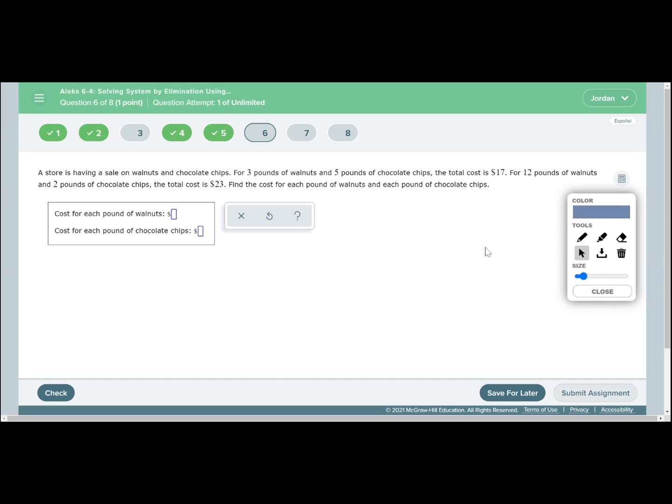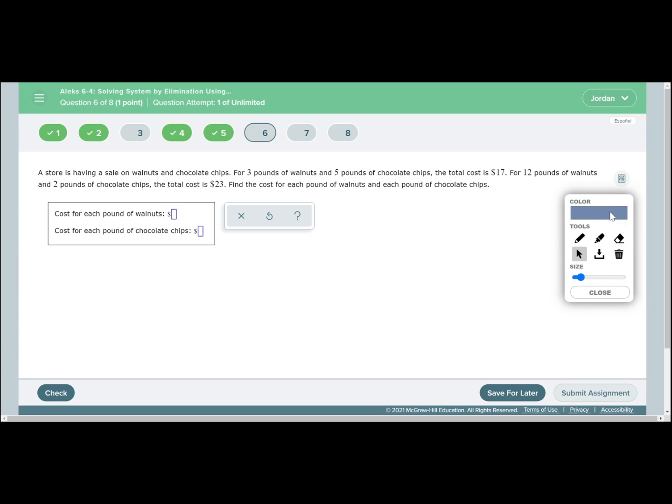A store is having a sale on walnuts and chocolate chips. For 3 pounds of walnuts and 5 pounds of chocolate chips, the total cost is $17. For 12 pounds of walnuts and 2 pounds of chocolate chips, the total cost is $23. Find the cost of each pound of walnuts and each pound of chocolate chips.